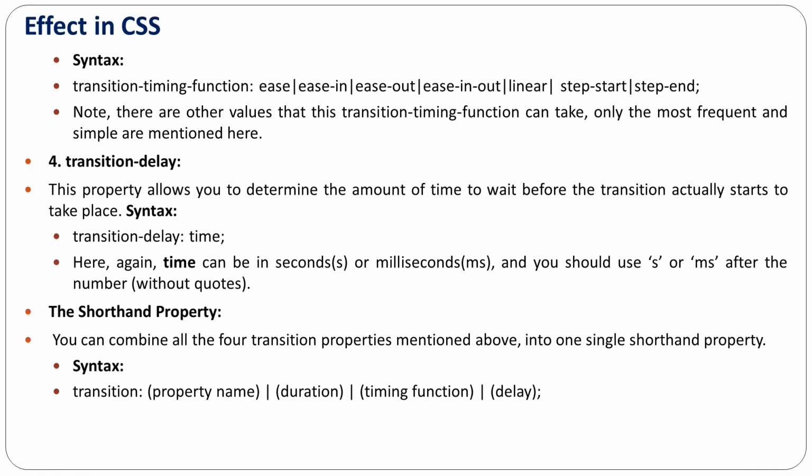This property allows you to determine the amount of time to wait, or delay, before the particular transition takes place. The transition-delay syntax simply requires the time in seconds or milliseconds. In short, the shorthand property for all four properties is simply transition. The value is the property name to be applied, then the duration, timing function, and the delay. So in the shorthand property, you can specify all four properties in a single line.